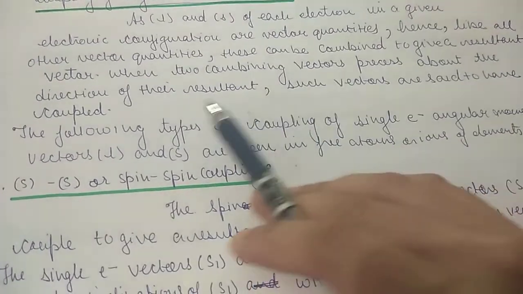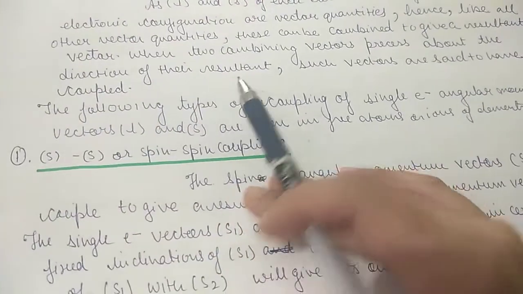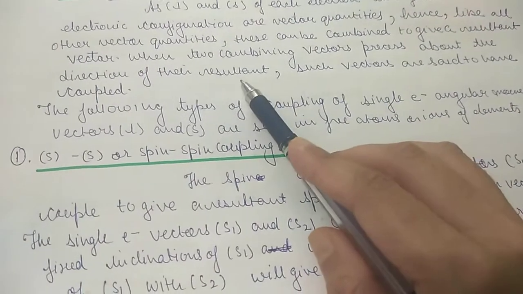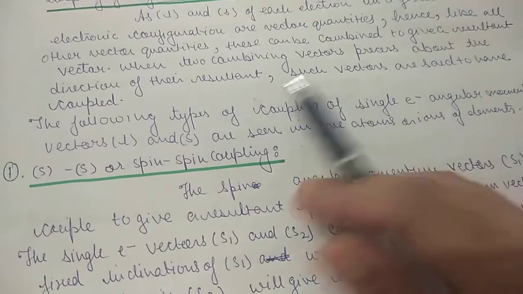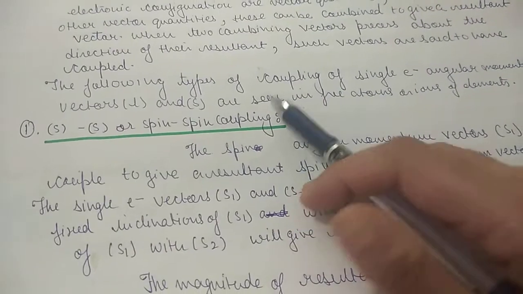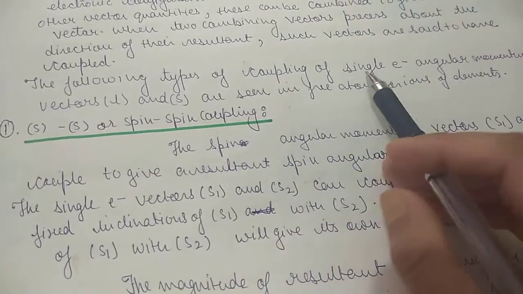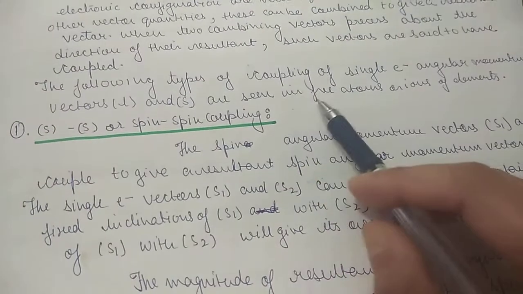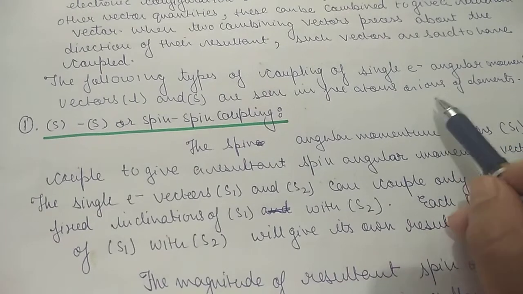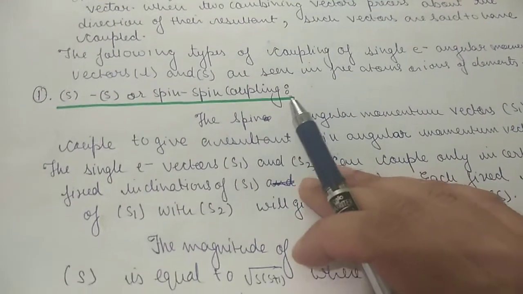So these two vectors precess in the direction of the resultant. So we call them coupled, these vector quantities are called coupled vector quantities. And the following types of coupling of single electron angular momentum vectors L and S are seen in free atoms or ions of elements. So what do we see?